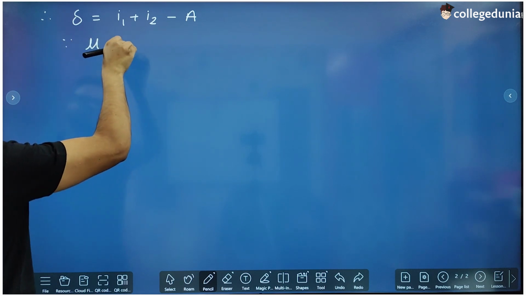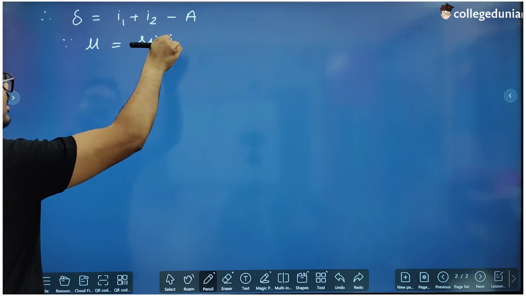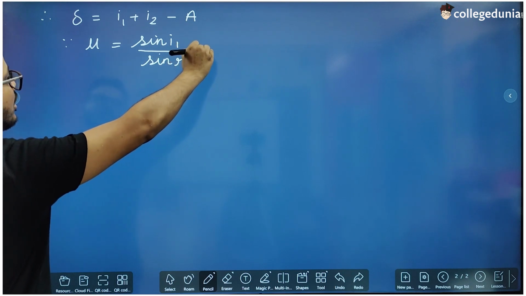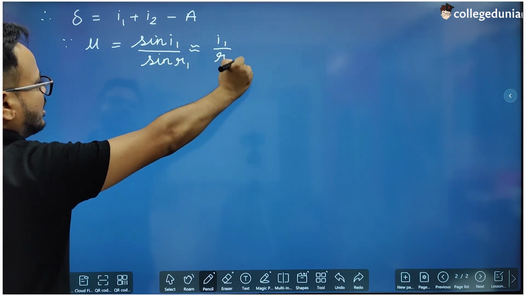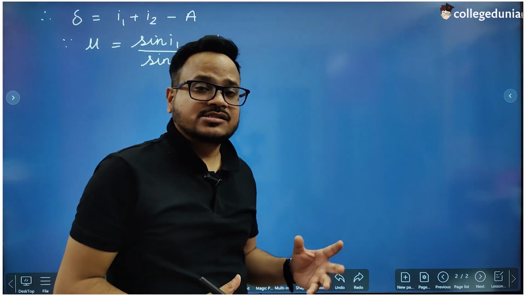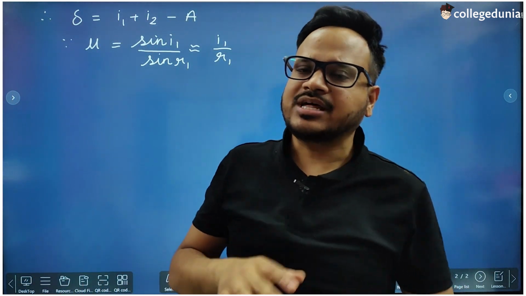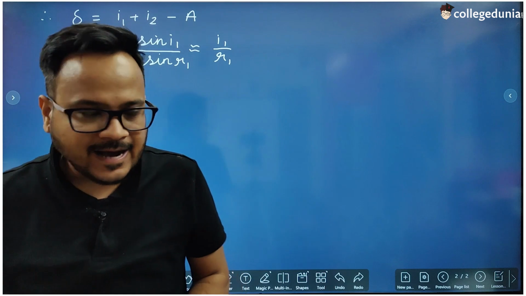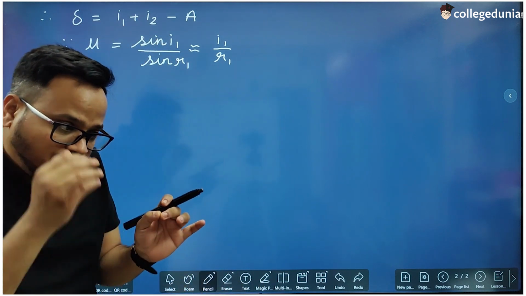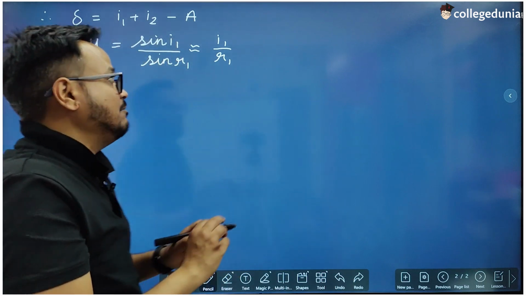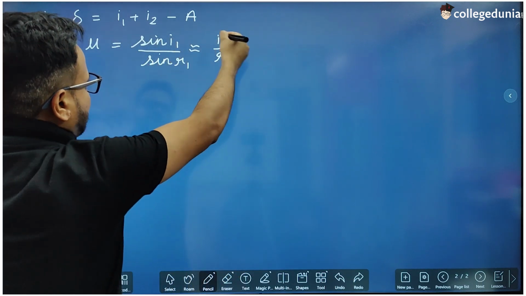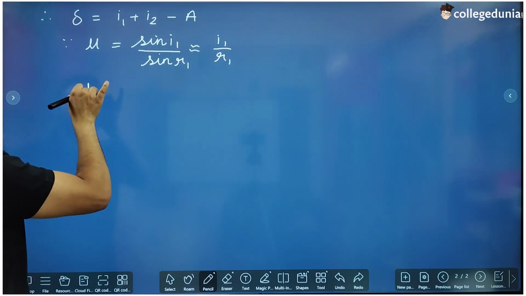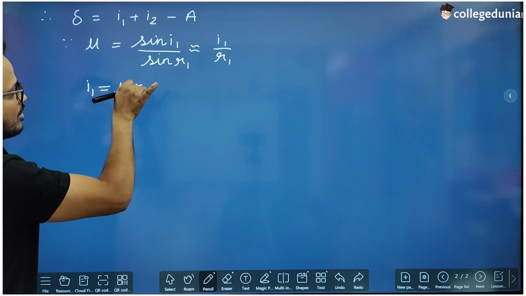Since the refractive index of the prism is sin I1 by sin R1, or I1 by R1, because let us assume that these angles I1, R1, I2, R2 are very small, and for small angles sin theta is nearly equal to theta, right? The value of sin 1 degree and the value of 1 degree in radians, both will have the same value. So we can say that this is approximately equal to this, which gives us the value of I1 as mu R1.